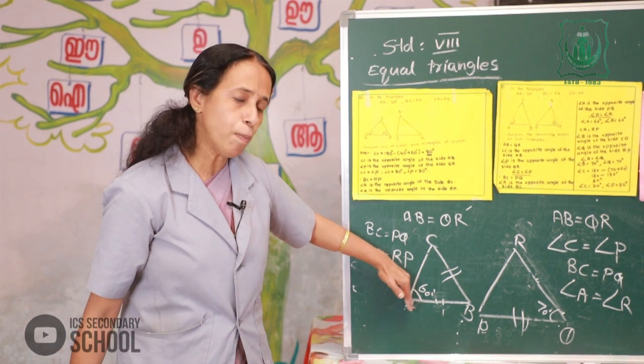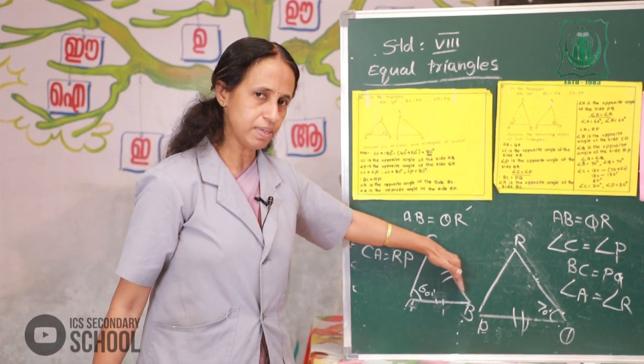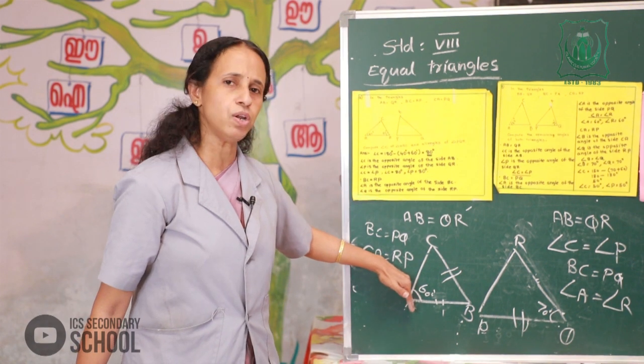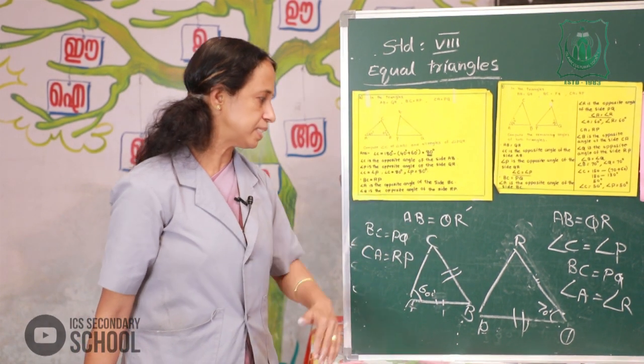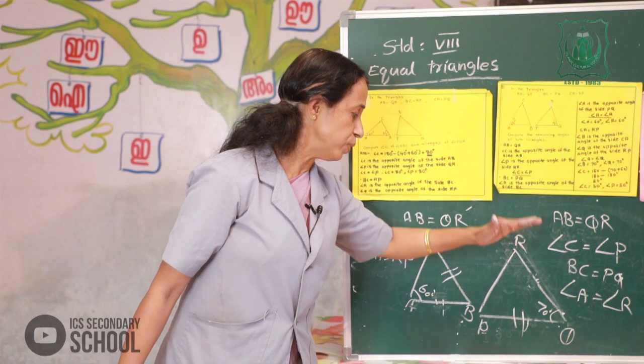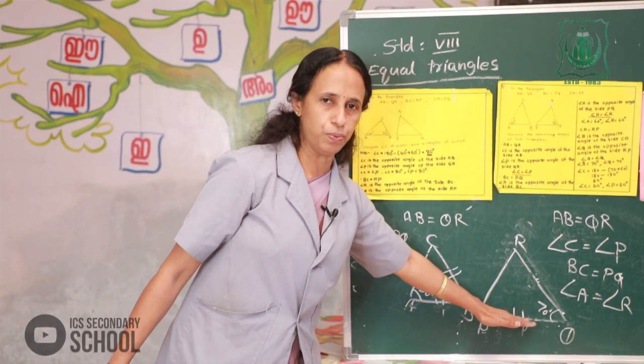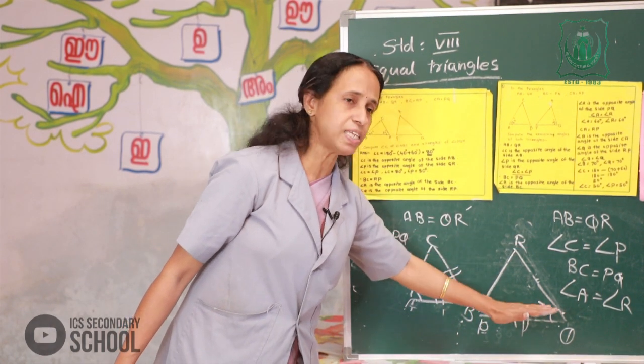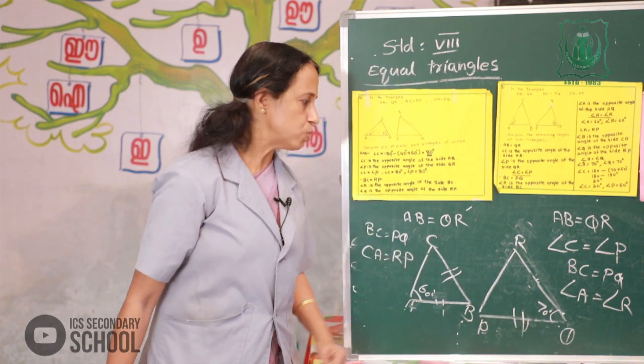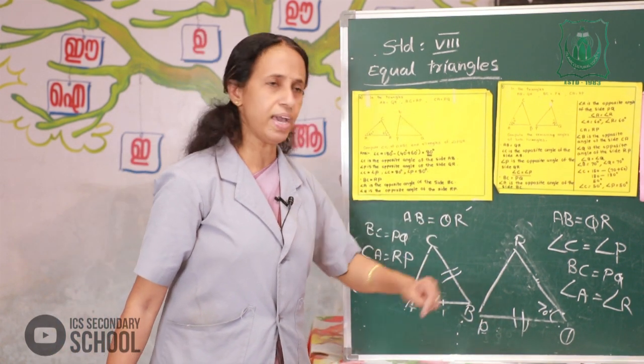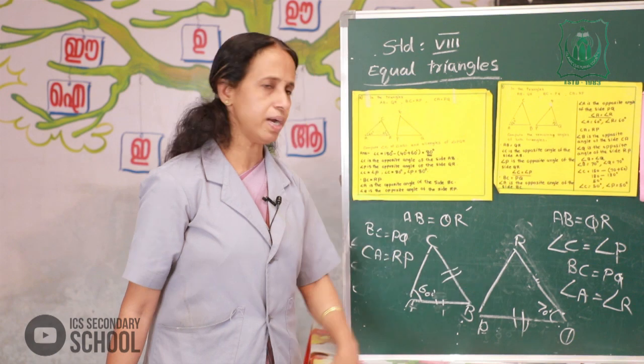Angle A is the opposite angle of the side BC, and angle R is the opposite angle of the side PQ. So we can write angle A equal to angle R.